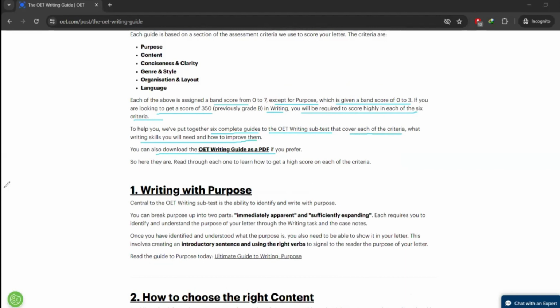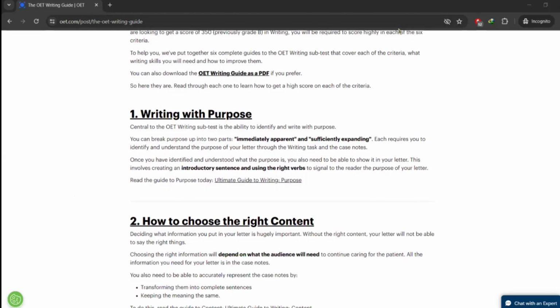So here they are. I'm not going to cram it all in front of you, but let's just give it a look and see what is written. Writing with the purpose. You can break the purpose into up to two parts, immediately apparent and sufficiently expanding, as we have read before. Okay, let's go to the other part.